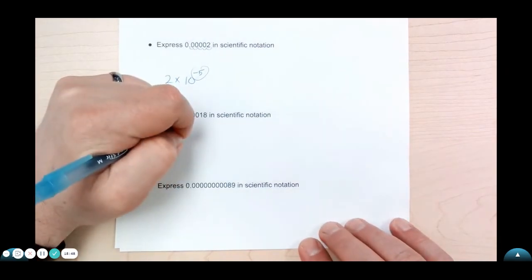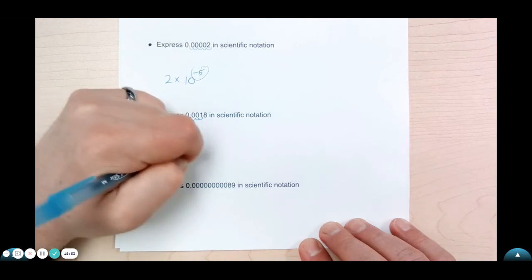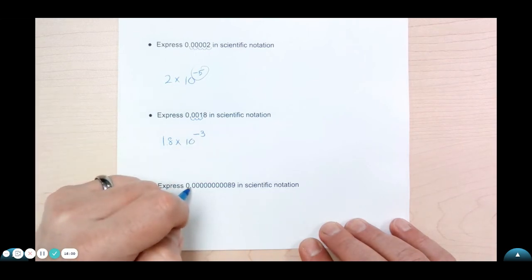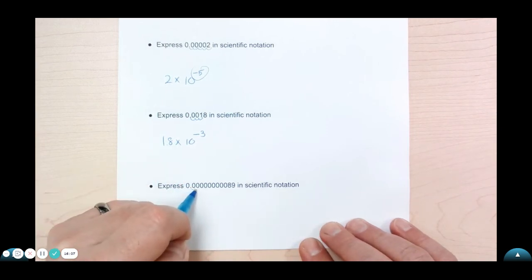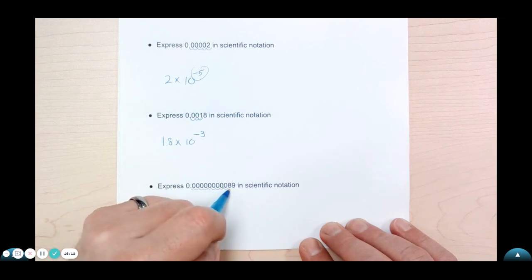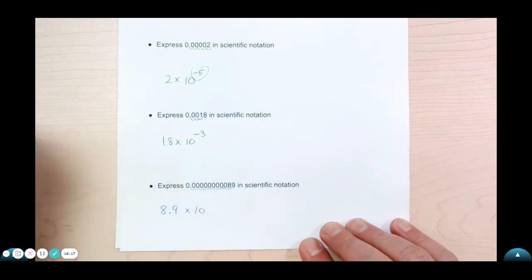This one, 1, 2, 3 moves. 1.8 times 10 to the negative third power. That's the scientific notation version. The smaller the numbers get, the more useful and time-saving scientific notation really is. So 1, 2, 3, 4, 5, 6, 7, 8, 9, 10. 8.9 times 10 to the negative 10th power. This is much, much easier to write than that.